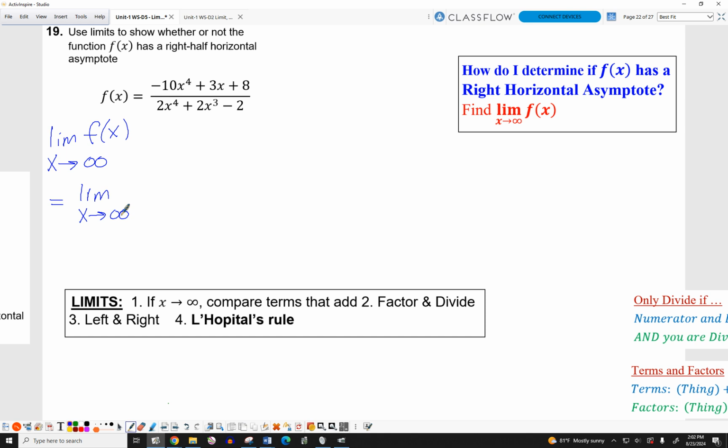Can anyone tell me if there is a dominant term or dominant terms in the numerator based on the comparison idea that we talked about? There we go, lots of hands. Comparison idea that we talked about in problem number 20. This is problem number 19. Cam, what would you say about the numerator?